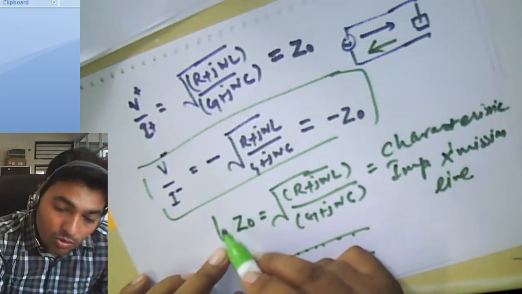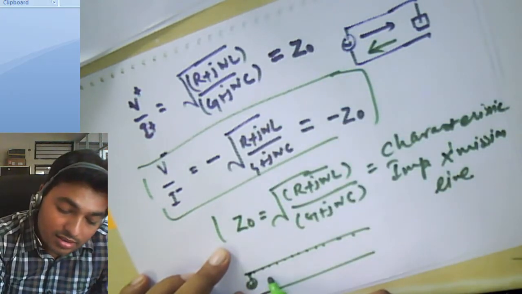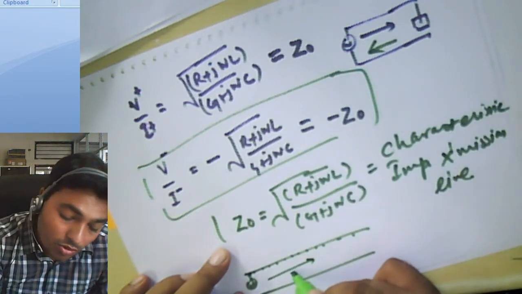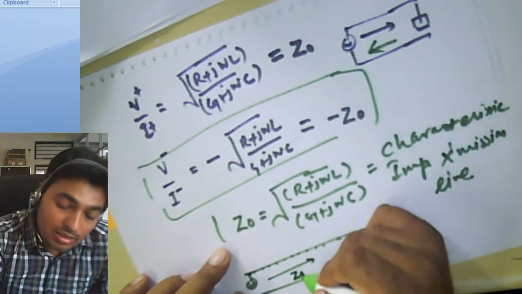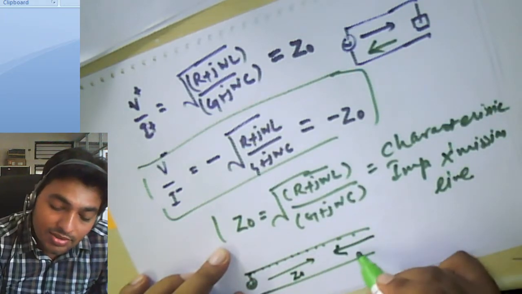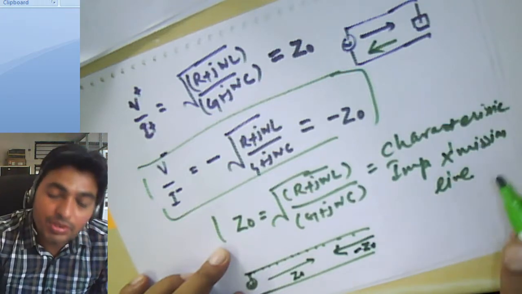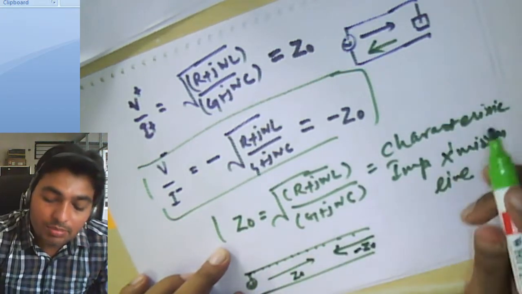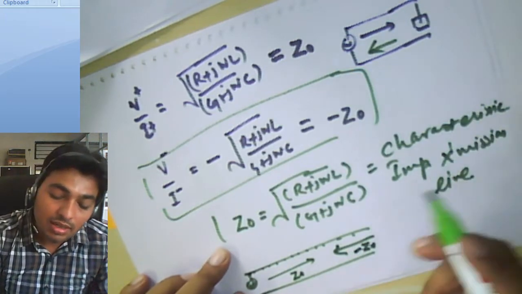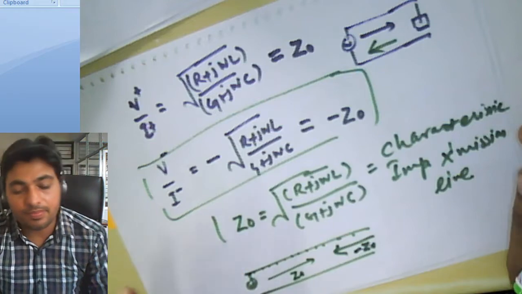If the wave is propagating in the forward direction, then it will always see this impedance, that will be equal to Z0, and if the wave is in the reverse direction, it will also see impedance Z0, but the direction is reverse, that's why this is minus Z0.